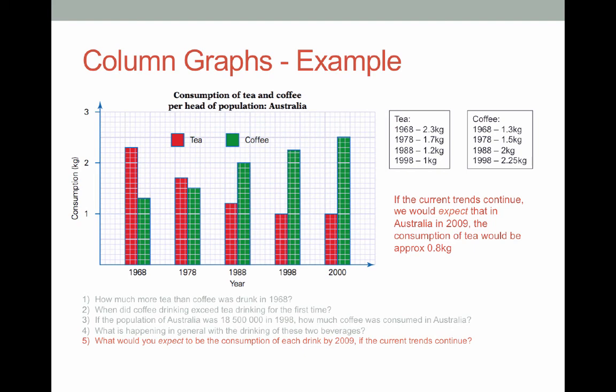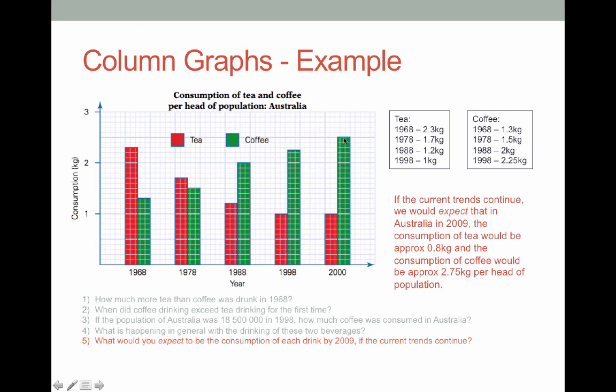Now we're going to have a look at coffee. Coffee starts by going up by 0.2 of a kilogram, then by 0.5, then by 0.25. So it's increasing, but it's starting to slow down how much it increases by. So we can already see as well in 2000 that it's increased to 2.5. That's just 2 years afterwards. So in 2009, 9 years later, we would expect this to still continue to increase. So what I've said is that the consumption of coffee would be approximately 2.75 kilograms per head of population.